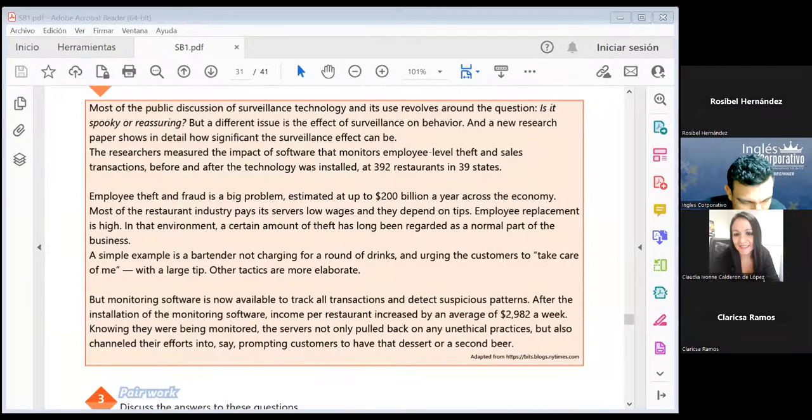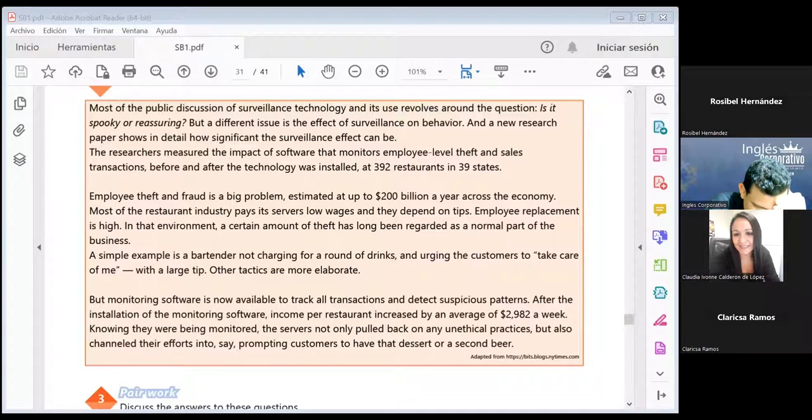A certain amount of theft has long been regarded as a normal part of the business. A simple example is a bartender not charging for a round of drinks and urging the customers to take care of me with a large tip. Other tactics are more elaborate.